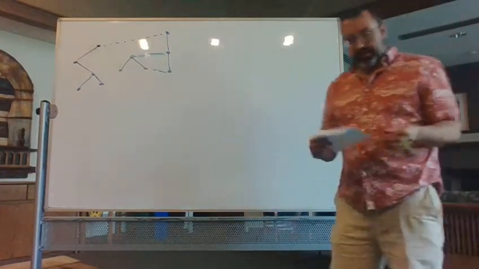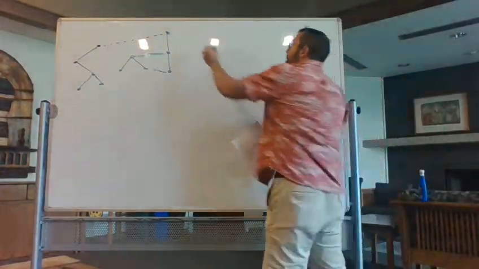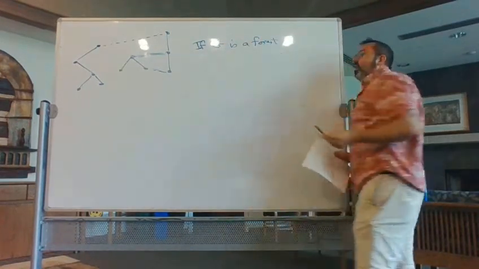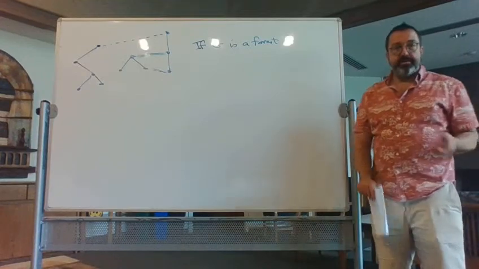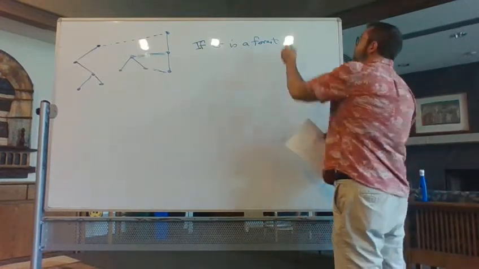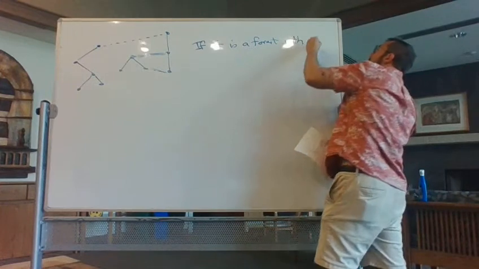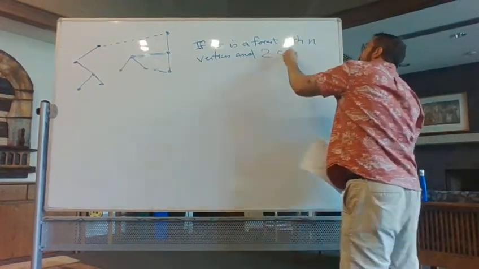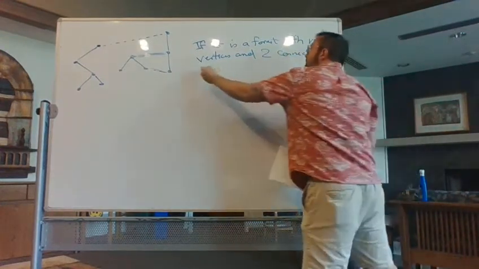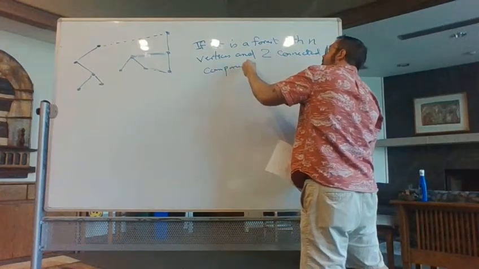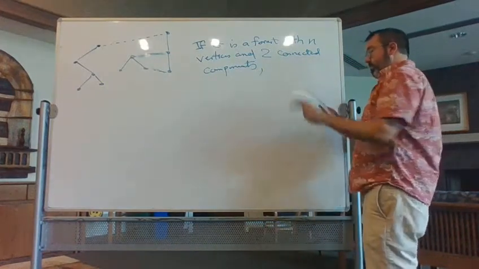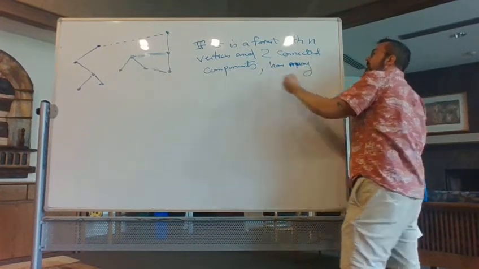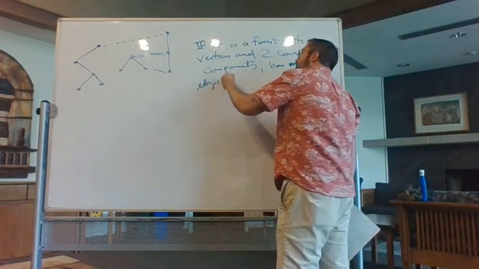That sort of generalizes the theorem that we just proved. If G is a forest, I'm not using the notation T anymore because it's not a tree. If G is a forest with n vertices and 2 connected components, how many edges does it have?